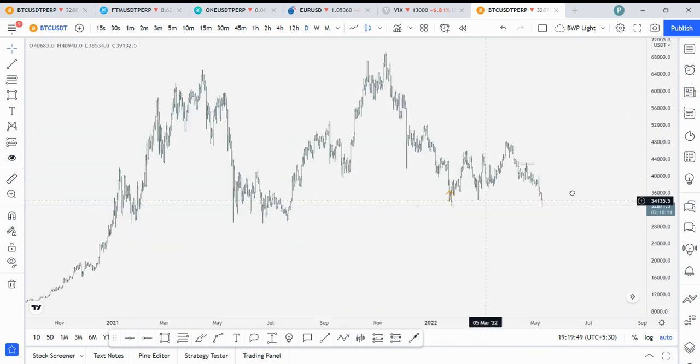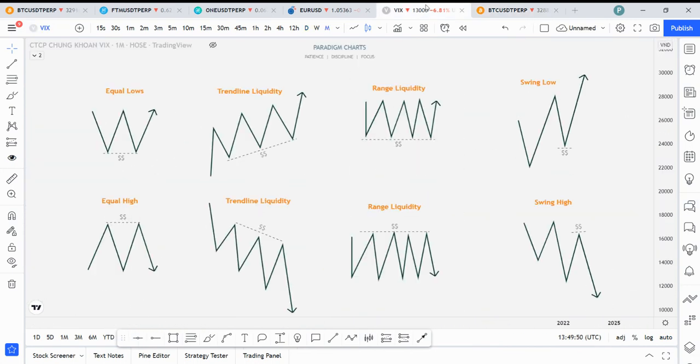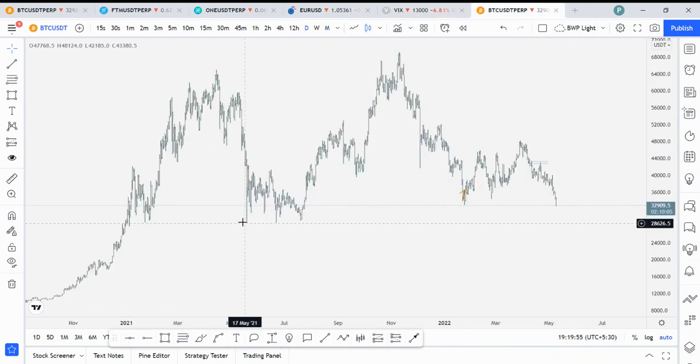Okay, so let's look at a few models. Like I said, this is equal lows, equal highs. You can see from here, there's relatively equal lows here. So a high probability that when price trades into this low, we should get some kind of bounce.